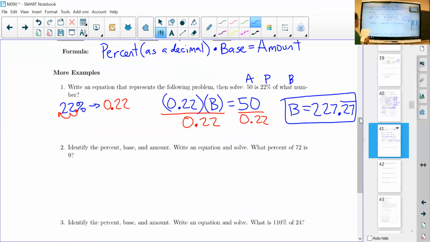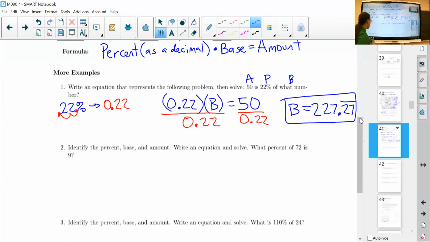Let's see. So number 2, again, we're identifying percent, base, and unknown. So you'll write a P, a B, and an A. Look at these 2 numbers. First thing I notice is there's no percent sign. So that gives me a hint as to what my unknown is probably going to be.